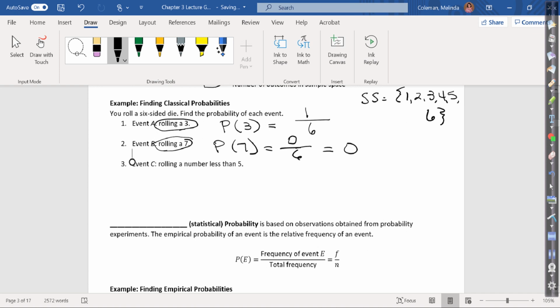Okay. How about the probability that you roll a number less than 5? So if we're going to roll a number less than 5, well, that would be a 1, a 2, a 3, or a 4. These are the numbers less than 5. So the probability that your number is less than 5 would be 4 out of 6, which is equal to 2/3.